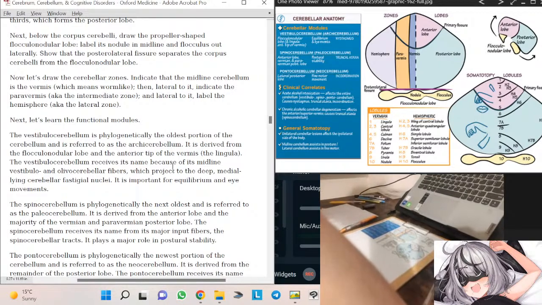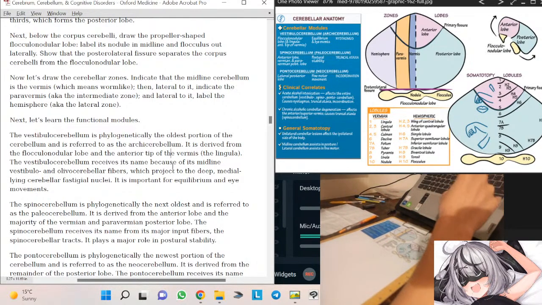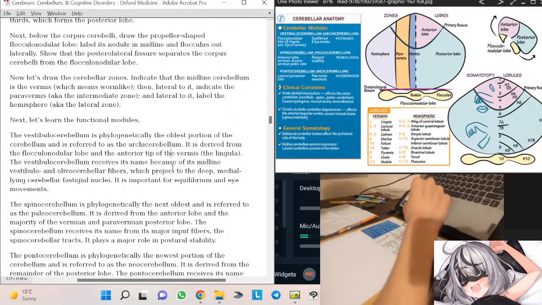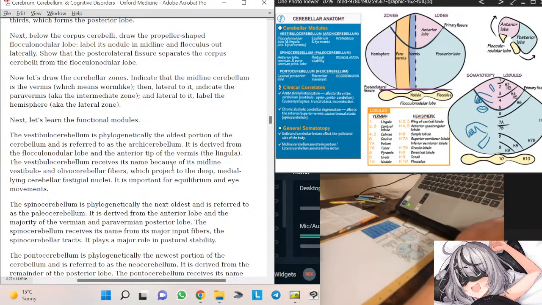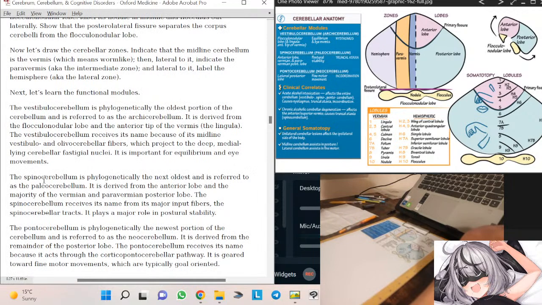The spinocerebellum is phylogenetically the next oldest and is referred to as the paleocerebellum. It is derived from the anterior lobe and the majority of the vermian and paravermian posterior lobe. The spinocerebellum receives its name from its major input fibers, the spinocerebellar tracts. It plays a major role in postural stability. The pontocerebellum is phylogenetically the newest portion of the cerebellum and is referred to as the neocerebellum. It is derived from the remainder of the posterior lobe. The pontocerebellum receives its name because it acts through the cortico-ponto-cerebellar pathway. It is geared toward fine motor movements, which are typically goal-oriented.